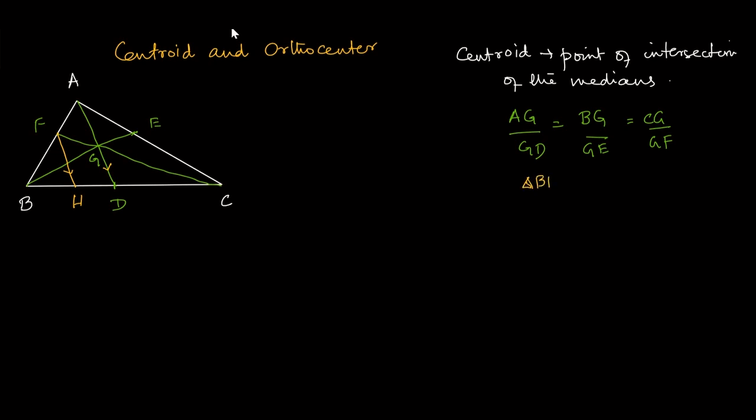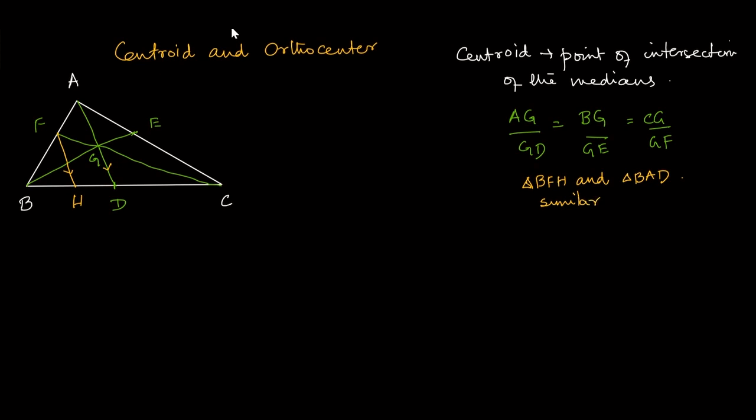Now, if I look at the triangle BFH and triangle BAD, what can I say about these two triangles? They are similar triangles because I have constructed FH to be parallel to AD. So the corresponding angles would be equal and angle B is a common angle. So they are similar.